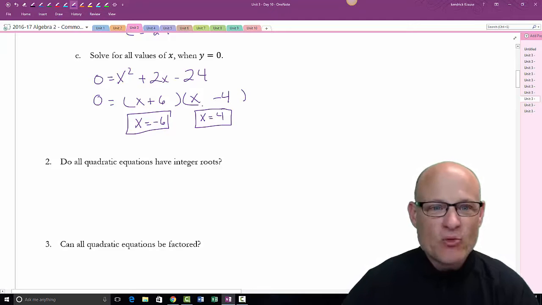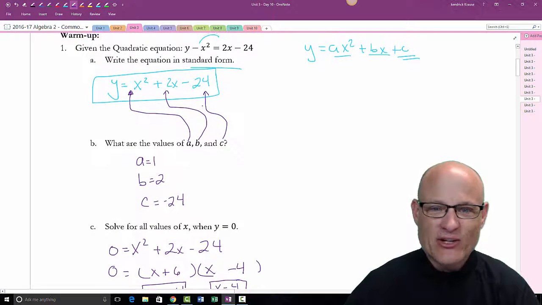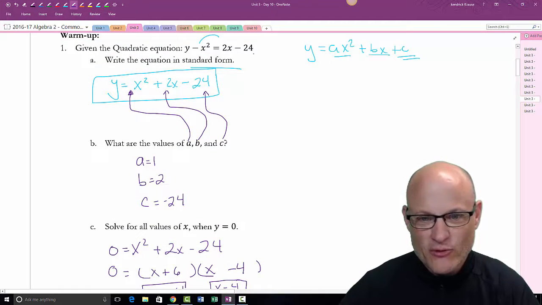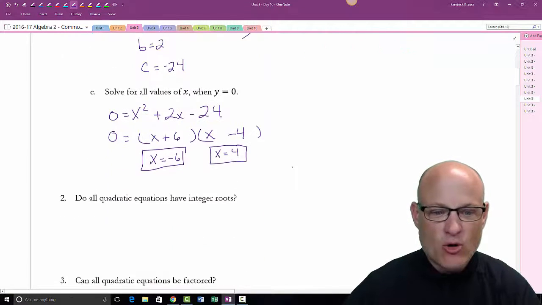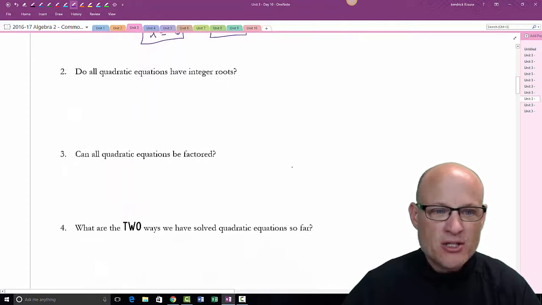That's simple quadratics. Really, the only thing we talked about that's anything new, and not really new but sort of review, is standard form and how to pluck off the A, B, C. Everything else we've done over the last couple of days.